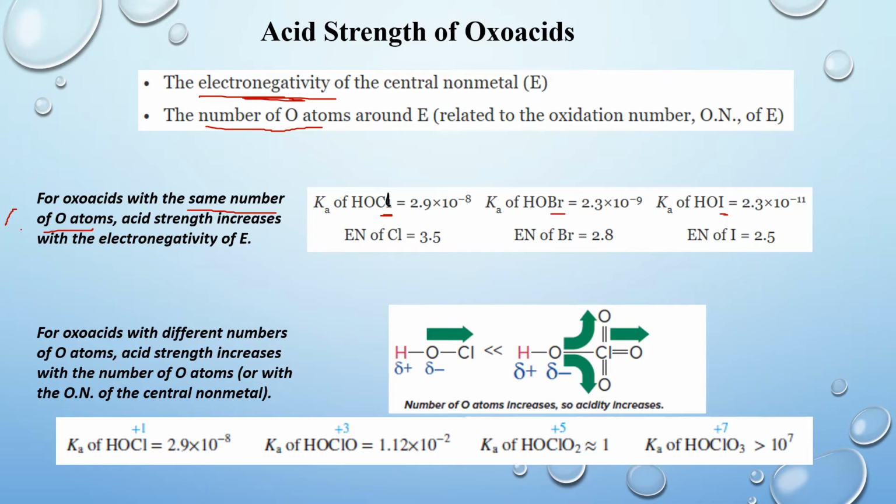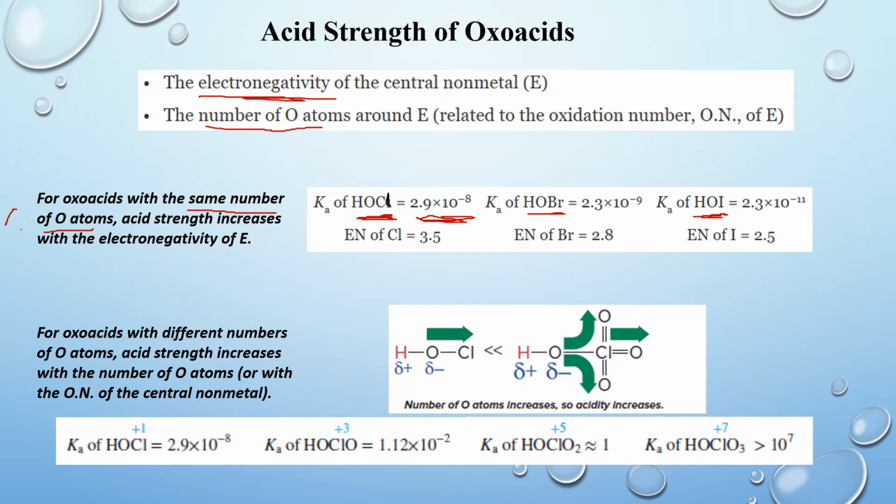I hope you still remember how to name this type of acid. This is called hypochlorous acid. We start with hypo because it only has one oxygen. This is hypobromous acid, and this is hypoiodous acid, with the OUS at the end. Again, because chlorine is the most electronegative, hypochlorous acid is the strongest. If you look at their K values, this acid has the highest K value among the three.